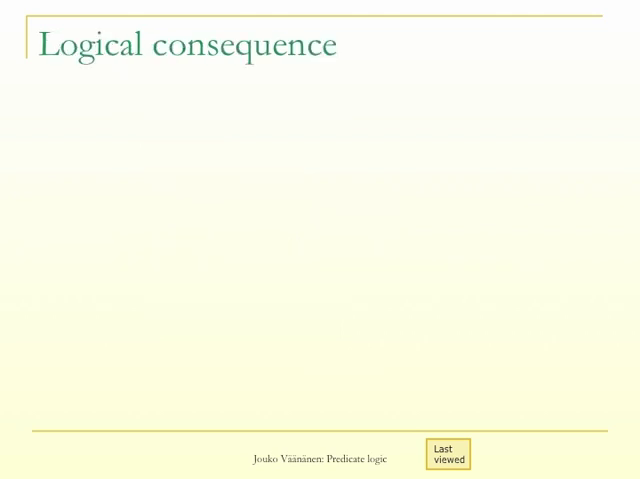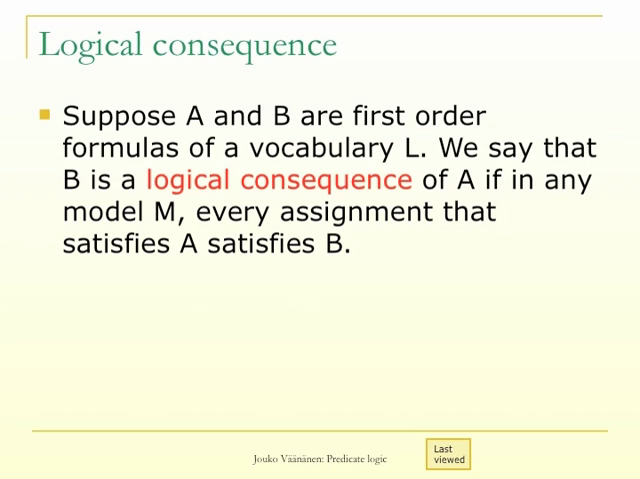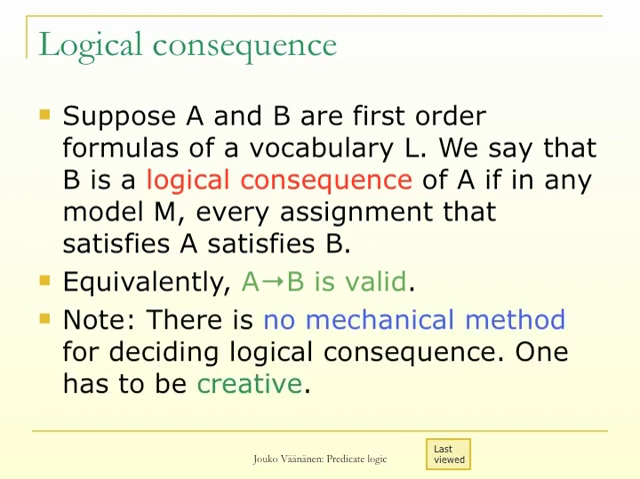Logical consequence. Suppose A and B are first-order formulas of a vocabulary L. We say that B is a logical consequence of A if in any model M, every assignment that satisfies A satisfies B. Equivalently, A implies B is valid. Note, it can be proved that there is no mechanical method for deciding logical consequence. One has to be creative.